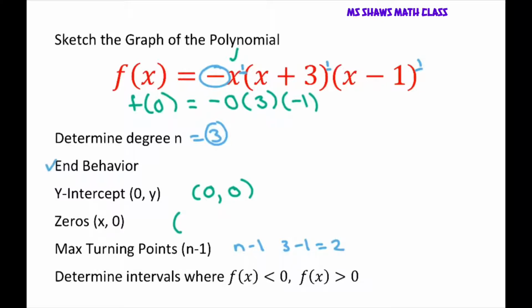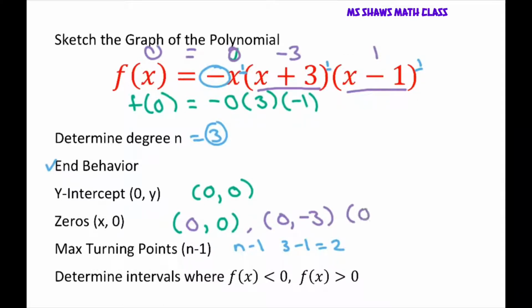Our x-intercepts, or zeros, is when y is 0. So that means when this is 0, so this piece would have to be 0. This factor, that would make that negative 3. And this piece would be 1. So let's plug those in. So 0, 0, 0, negative 3, and 0, 1. We'll discuss the intervals where f of x is negative and f of x is positive after we graph.